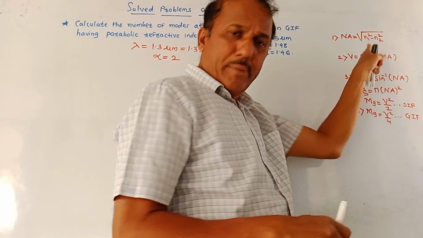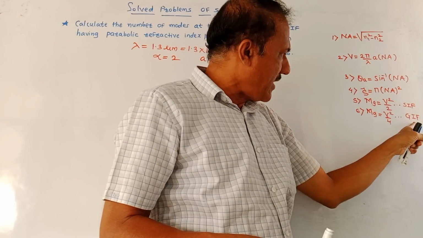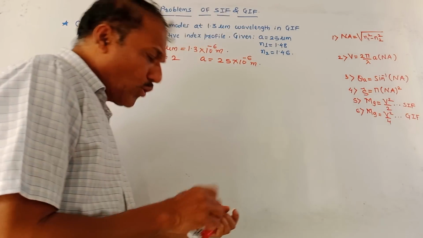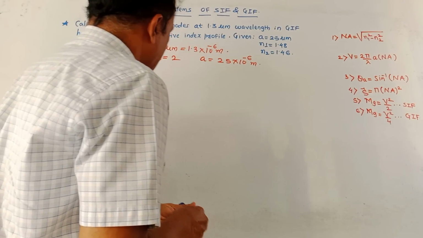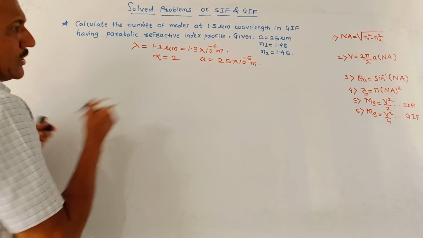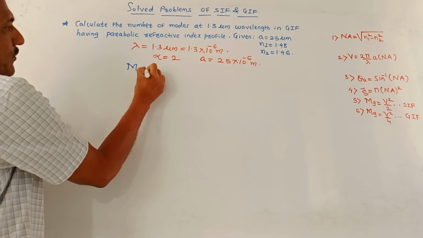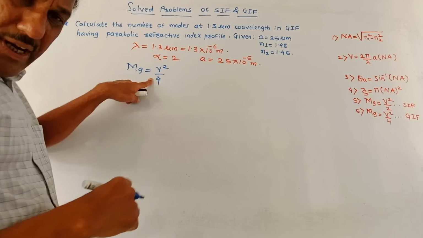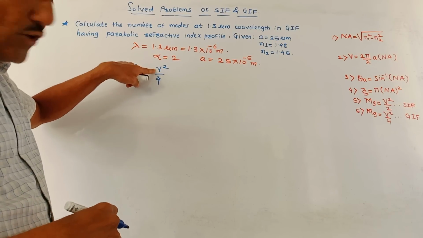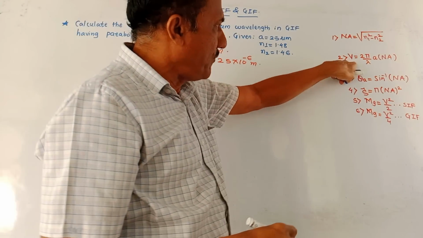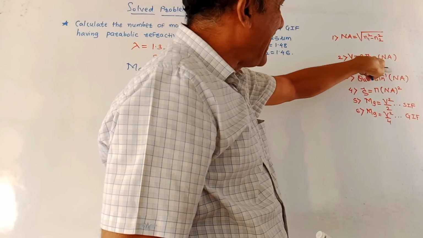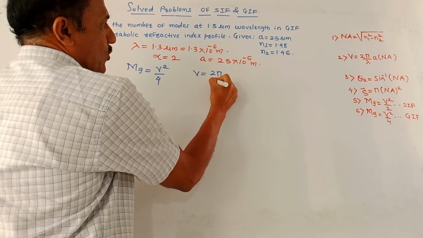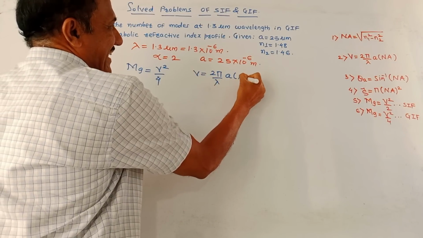Look at the list of formulae. The number of modes for GIF of parabolic refractive index is V square by 4. Now how to think? This is the formula. First I will write this formula to be used. So I need to make use of this formula: Mg is V square by 4. To get this value, I need to know the value of V. So look at the formula of V. V is 2 pi by lambda, A into NA. So I will write this formula for V, which is required: 2 pi by lambda A NA.